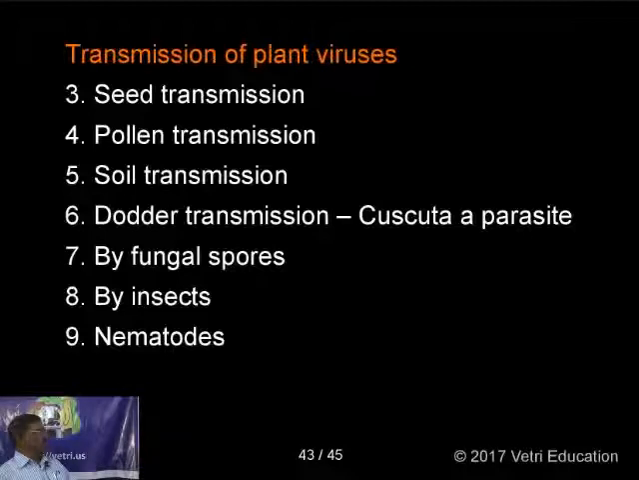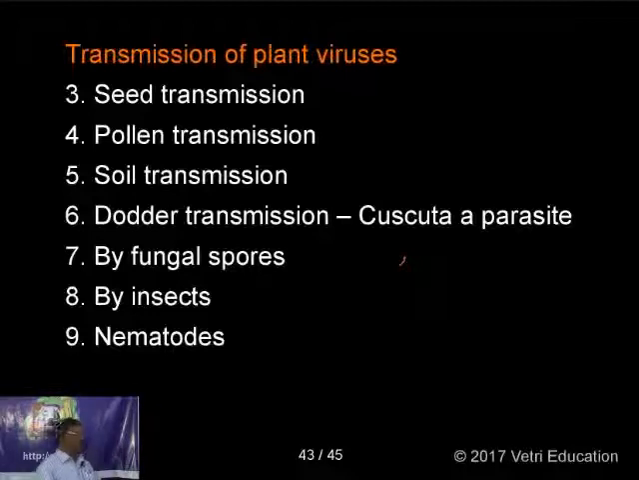The next one is the dodder transmission. Dodder is a parasitic plant, a total parasite, a stem parasite. It grows on a plant and it takes water as well as the food material from the supporting plant, so it is called a total parasite. So through this parasite also the plant will get the disease.